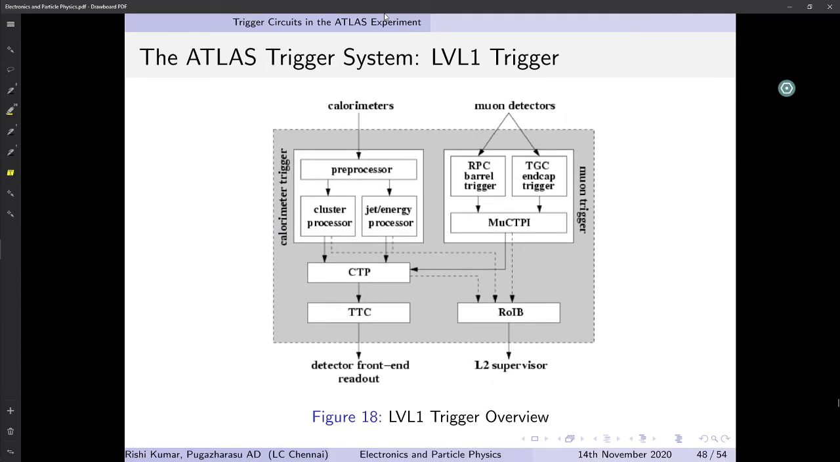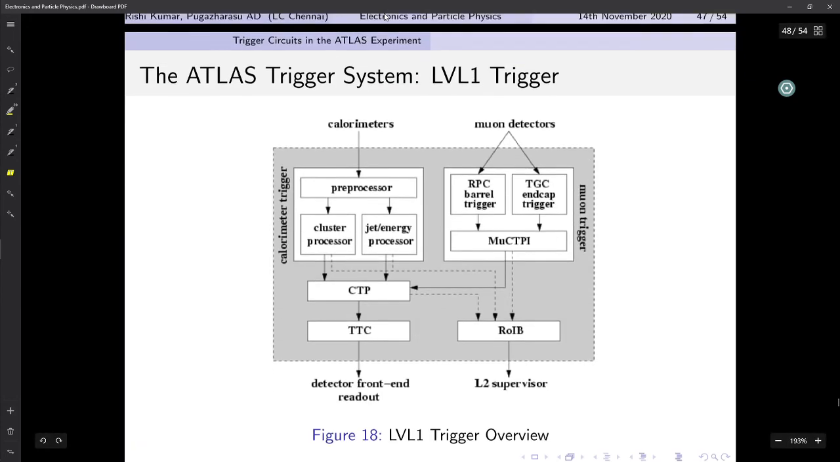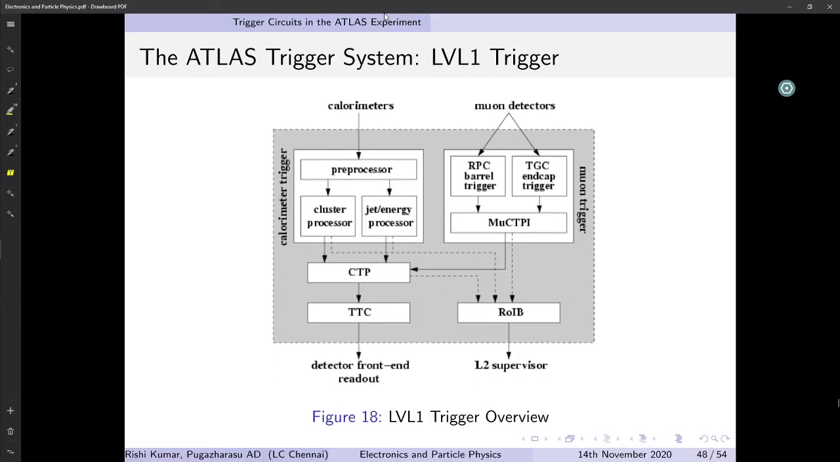So yes, as you can see here, everything that we just talked about. You have your calorimeter, goes to the preprocessor, and then it goes to the processor, CTP, and then it goes to the detector front end after that. And there's a beautiful feedback loop between these triggers, and sometimes this can go to your level 2 triggers, which are basically supervisor triggers. Basically one level double-checks, fact-checks the other one.